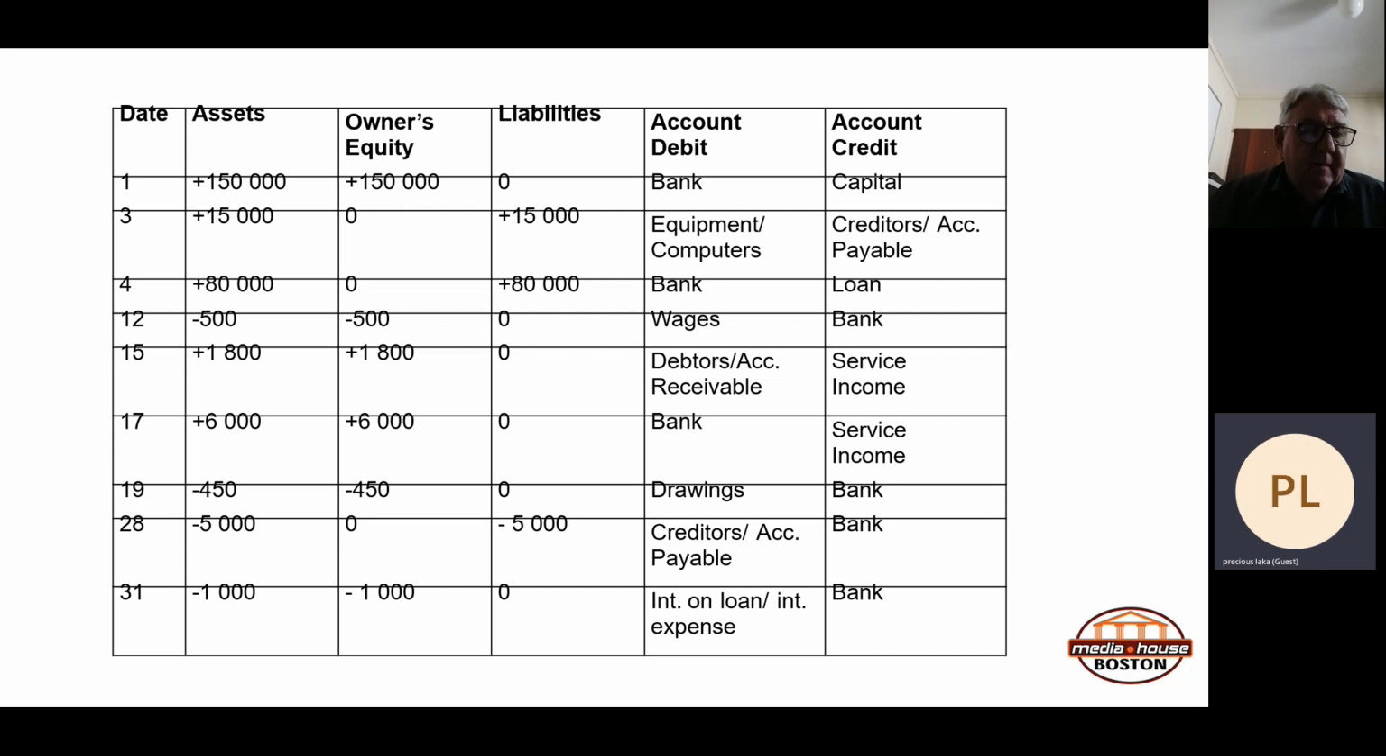Then the last one, day 29, received rent income for 3,000 rand. So that's money for us. It's a plus on the asset side. Yeah, and a plus on the owner's equity. Correct.